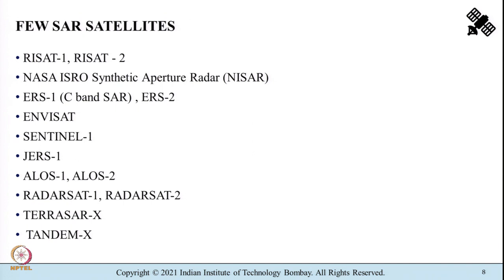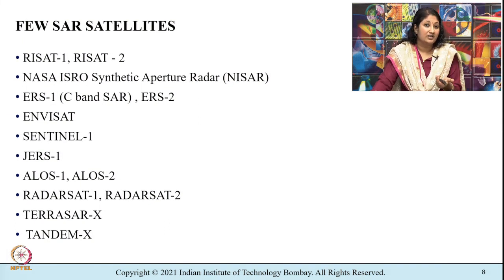RADARSAT is a Canadian remote sensing Earth observation satellite program. The imaging frequency used was C-band. Next we have TerraSAR-X, which is a German SAR satellite mission, which used an imaging frequency of X-band. And we have TanDEM-X. The primary goal of TanDEM-X and TerraSAR-X was to generate a highly precise digital elevation model, abbreviated as DEM. What a DEM is and how it is useful in this course will be explained in subsequent lectures. But for now, I want you to be familiar with these satellite names as well as the bands and the different terminologies, which are slowly introduced as part of the initial lectures.